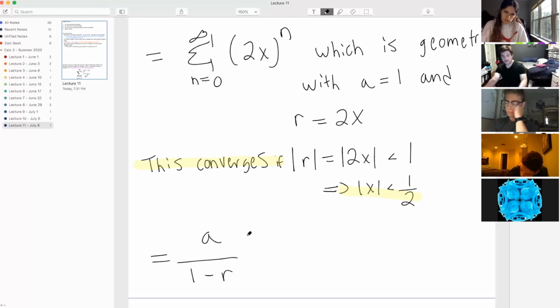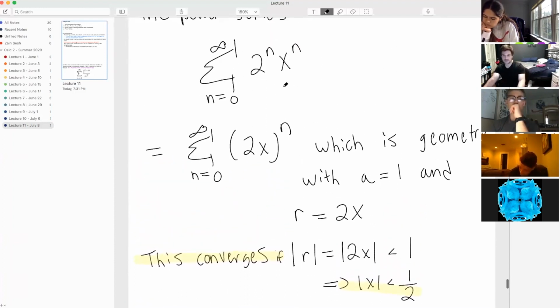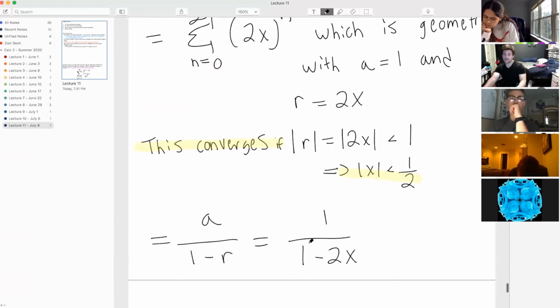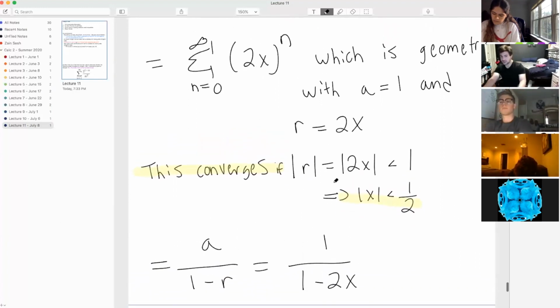And now let's just plug in all of our info. A is 1. And what's our ratio? 2x. So it's going to be 1 over 1 minus 2x. All right. So that's what we did. So what we have done here is I gave you a power series, and then we figured out the function that it represents. All right. And we just need to note that these things are only equal to each other if the absolute value of x is less than 1/2. Okay, so that needs to be stated.